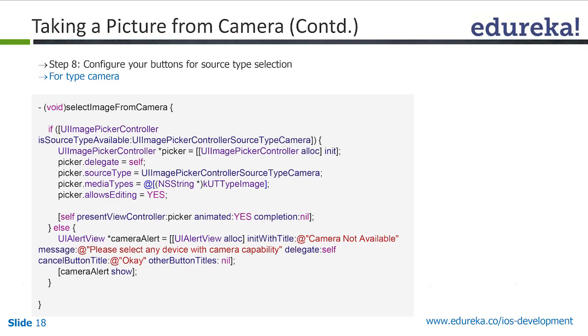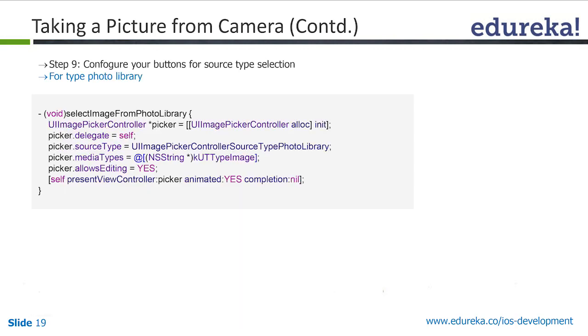So if there is no camera, then you are going to throw an alert. With a UIAlertView, you use this for showing alerts. So you will say that the camera is not available, so please select any device with camera capability.